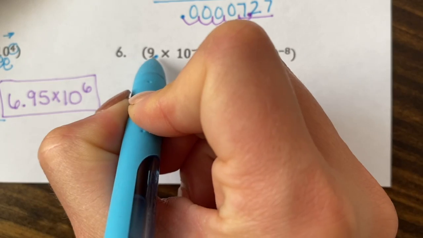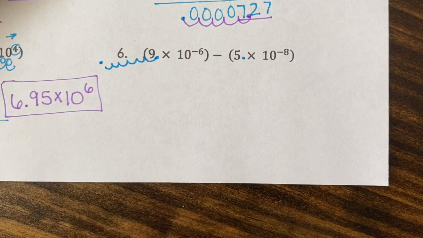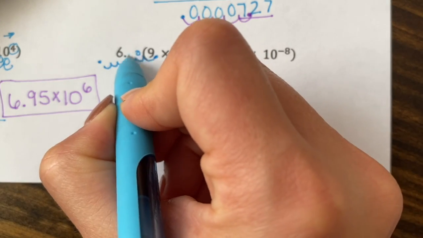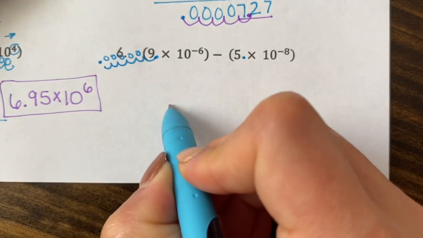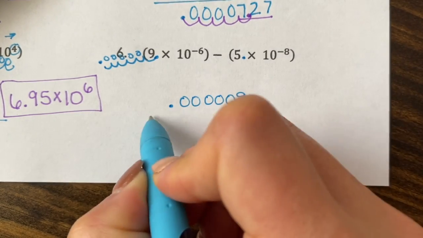You're moving this one 6 left. 1, 2, 3, 4, 5, 6. Now your decimal is all the way in front. That means you're going to have 1, 2, 3, 4, 5 zeros. 1, 2, 3, 4, 5 zeros and a 9.